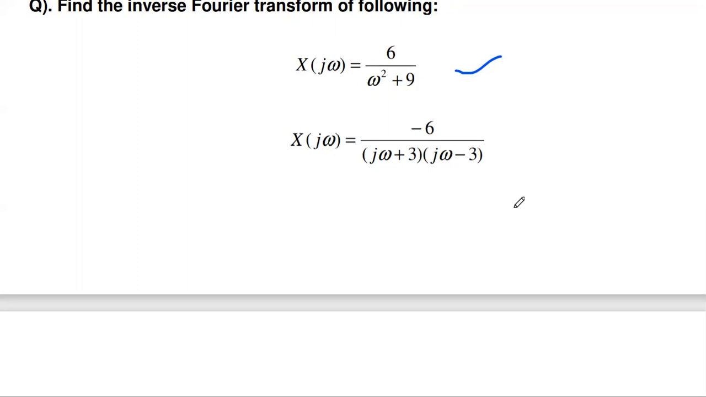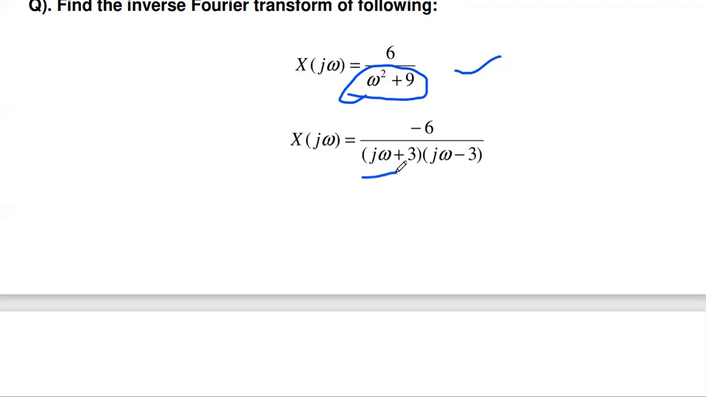Before writing the partial fraction expansion, first we have to factorize the denominator polynomial. What is the denominator polynomial? Omega squared plus 9. It is a second order equation with respect to the variable omega. So this denominator polynomial we have to factorize. If you factorize it, we will get j omega plus 3 and j omega minus 3. You just multiply these two things and we will get this answer. One more thing, minus is there. So minus 6 divided by j omega plus 3 and j omega minus 3.